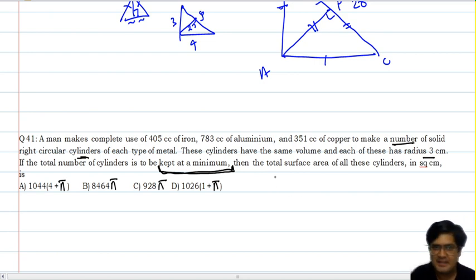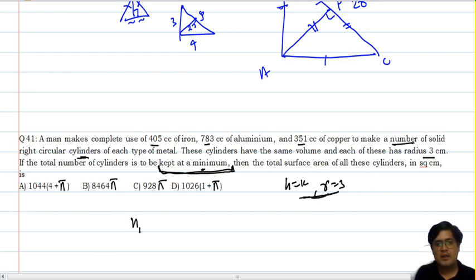Now I see a couple of complexities here. There are three different metals. I'm going to form cylinders with equal volume. Radius is 3 for all. That tells me their height is also going to be same. And I want them to be as large as possible so I can minimize the number of cylinders. So here I get an idea. If the height is same and radius is 3, they will have equal volumes. So the total number of cylinders will be proportional to the total volume of these metals.